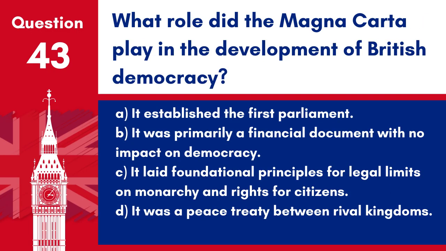What role did the Magna Carta play in the development of British democracy? A. It established the first Parliament. B. It was primarily a financial document with no impact on democracy. C. It laid foundational principles for legal limits on monarchy and rights for citizens. D. It was a peace treaty between rival kingdoms.